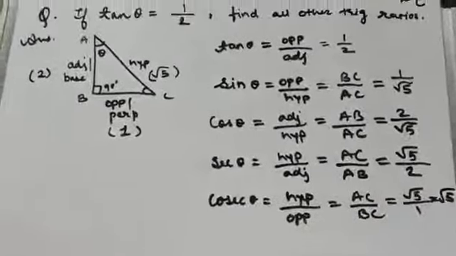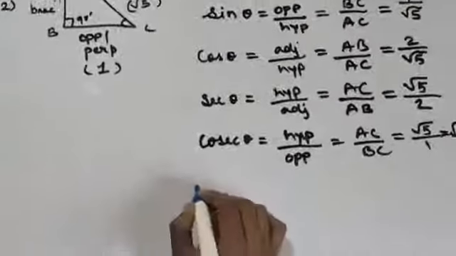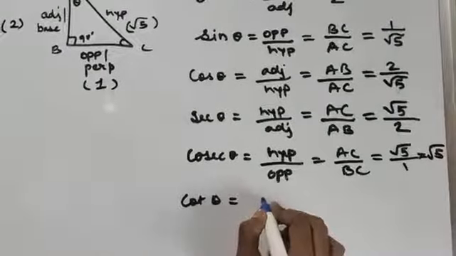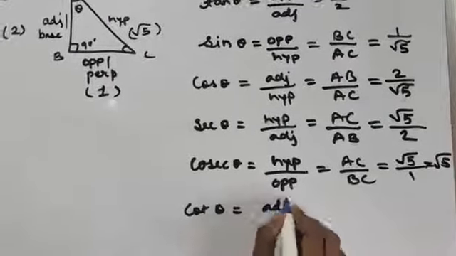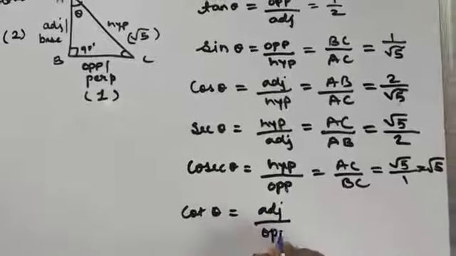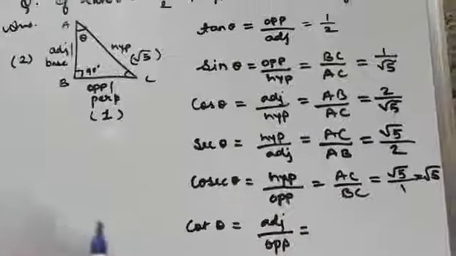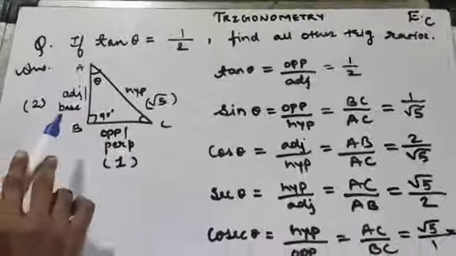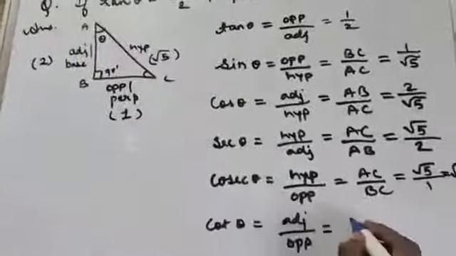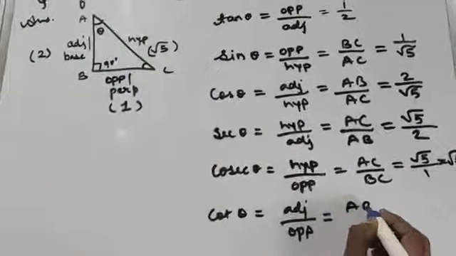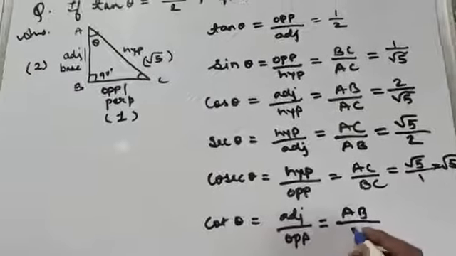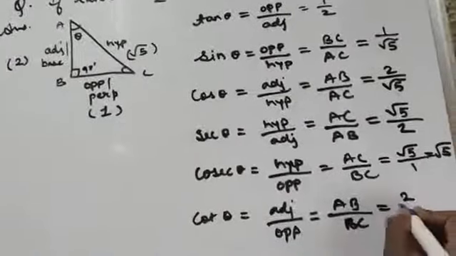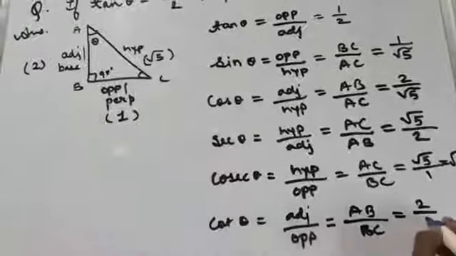Now the last, cot theta. Cot theta is given as adjacent side upon opposite side. So the adjacent side to theta is side AB, which is 2, and the opposite side is BC. Adjacent side is 2, opposite side is 1, so it is 2.